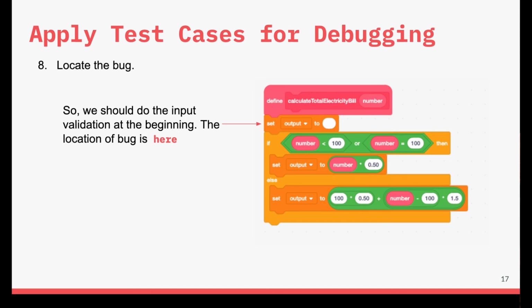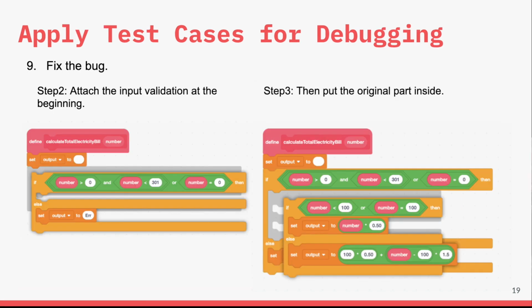Generally, input validation is the first step in any code, so we know that the bug is in the starting. To fix the bug, let's add an if-else statement to validate the input. If the bill is a negative number, then we set the output as error. We attach this code at the beginning and then put the original code inside it.